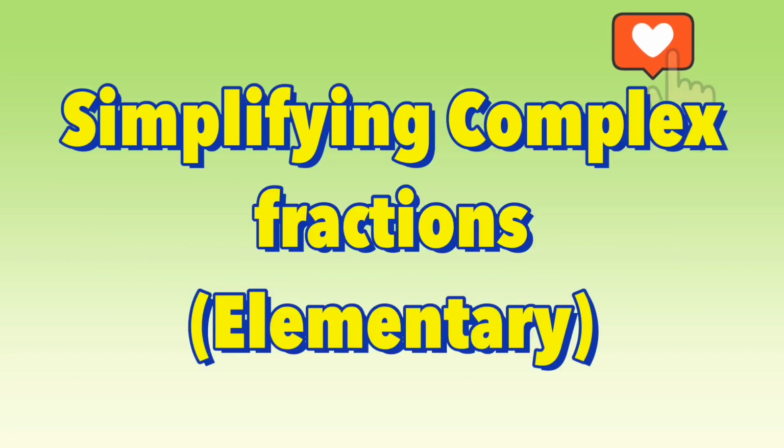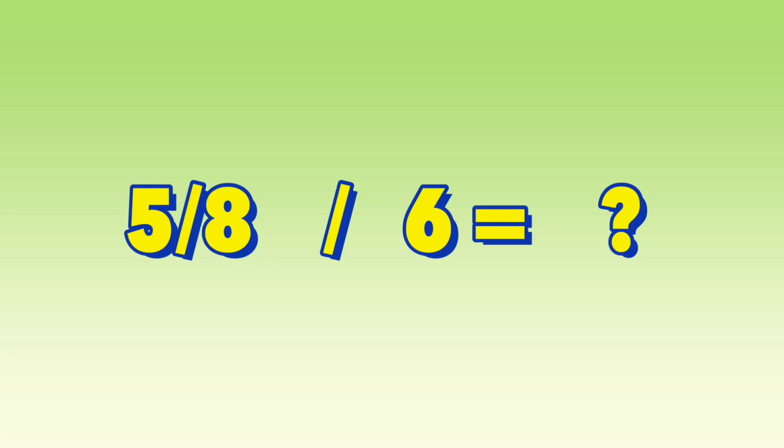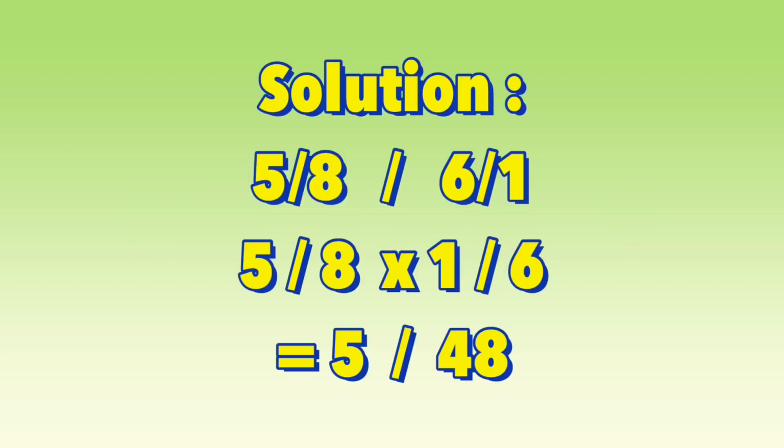Today we're going to study how to solve simplifying complex fractions. Elementary. Okay, the first given is 5 over 8 divided by 6. Our solution: 5 over 8, and the denominator is 6, so we put 1, so it becomes 6 over 1. And then the first fraction at the numerator, we're going to copy 5 over 8.